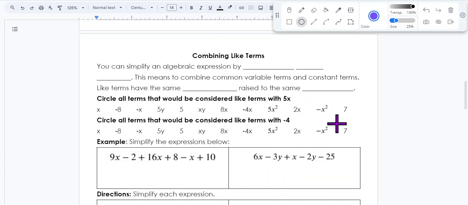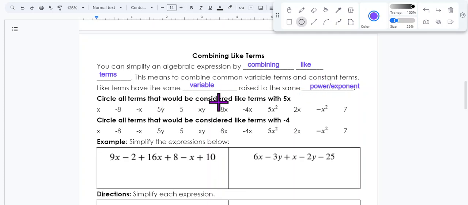Okay, combining like terms. So you can simplify an algebraic expression by combining like terms. This means to combine common variable terms and constant terms. Like terms have the same variable raised to the same power or exponent.